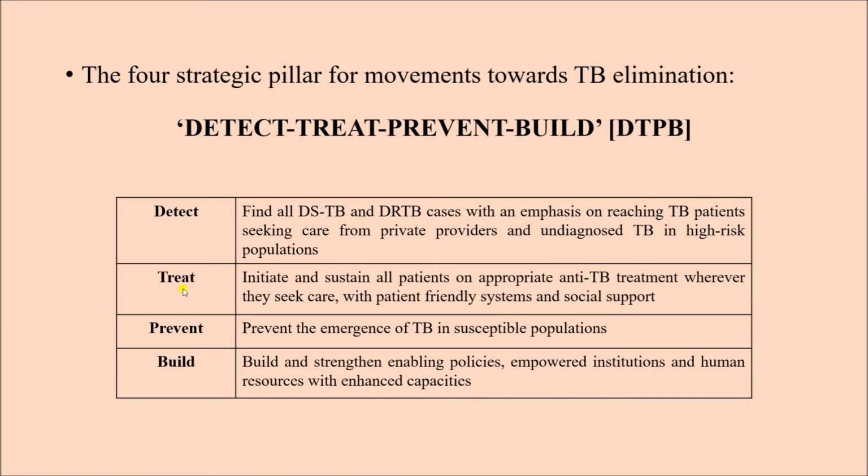Treat: initiate and sustain all patients on appropriate anti-tubercular treatment wherever they seek care, with patient-friendly system and social support. So these first 2 points are very important. We have to detect as many cases as possible, with special emphasis on target population, high-risk population, etc. And whenever we detect the cases, we have to start and also continue or sustain the appropriate anti-tuberculosis treatment. Prevent the emergence of tuberculosis in susceptible population, and build and strengthen enabling policies, empowered institutions and human resources with enhanced capacities.